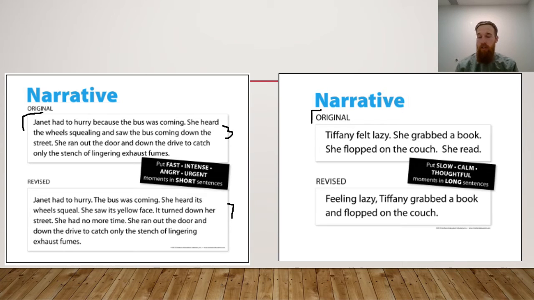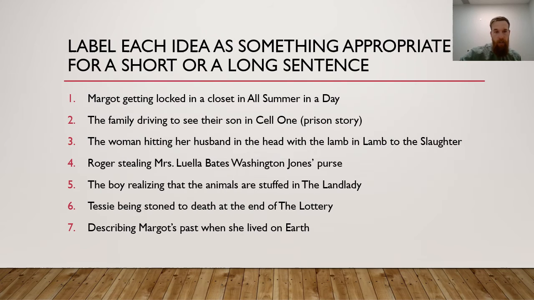Tiffany felt lazy. She grabbed a book. She flopped on the couch. She read. Like that first one, the pace of that just doesn't work with the action that's happening. The second one: feeling lazy, Tiffany grabbed a book and flopped on the couch. Like the longer description, the longer sentence there, so I turned 4 sentences into 1 sentence, it goes a little bit better with that idea that I'm having there.